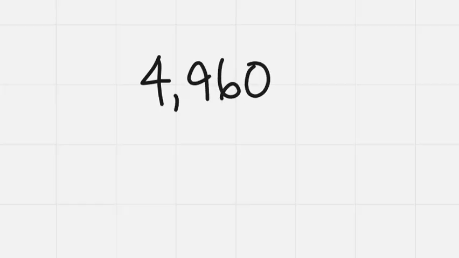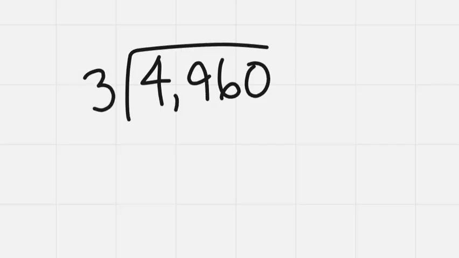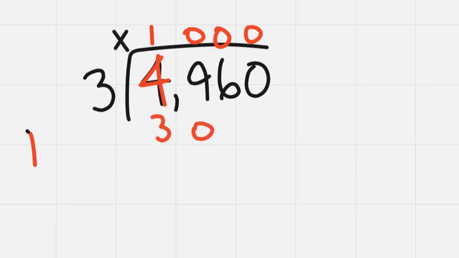4,960 divided by 3. We're going to begin by looking at the first number, which is 4. We'll count by 3 until we get as close as we can to 4 without going over. 3, 6. 3 is as close as we can get. That's 1, 3. So we'll put a 1 on top with zeros as placeholders. And then we can multiply. 3 times 1 is 3. Then we add the 3 zeros and subtract.